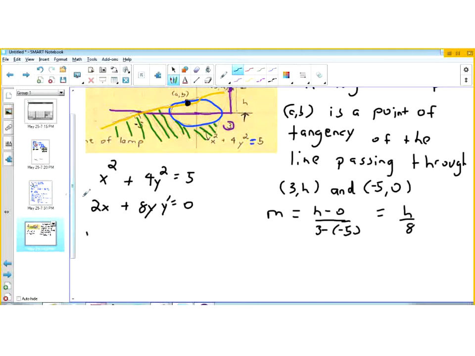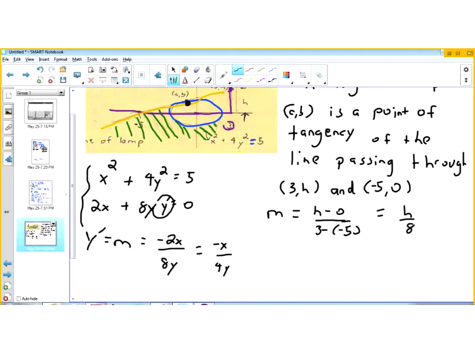But we also know that the slope of any tangent line to the ellipse may be found this way, by taking the derivative with respect to x of the equation of the ellipse. So if we solve for y prime, we'll get another equation for the ellipse in terms of x and y. So y prime, which is equal to the slope of the tangent line, is equal to what? Negative 2x over 8y, which is equal to what? Negative x over 4y.